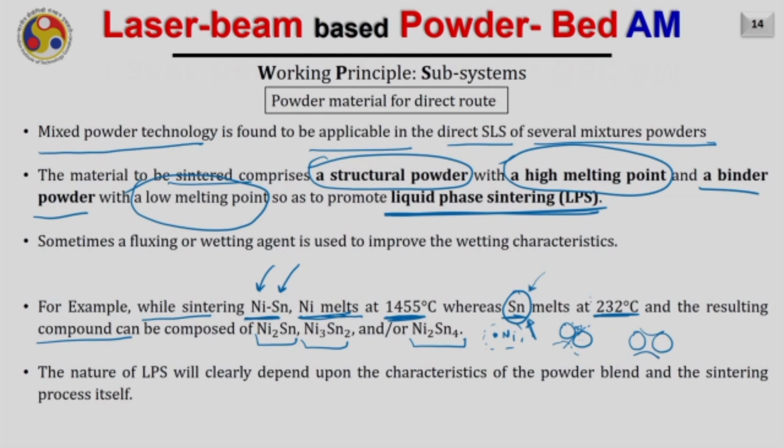Of course, if the temperature is raised further, compounds will be formed like Ni2Sn, Ni3Sn and Ni3Sn2 or Ni3Sn4. So this is typically an example of liquid phase sintering. Of course, the nature of the liquid phase sintering will clearly depend on the characteristics of the powder you are blending together as well as the sintering process which is happening on the powder bed.